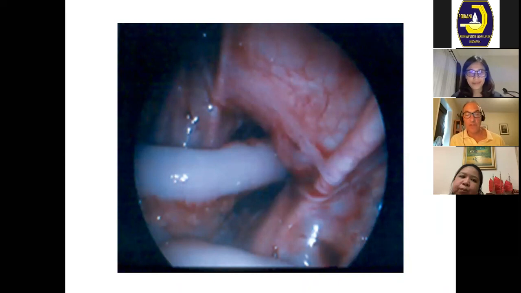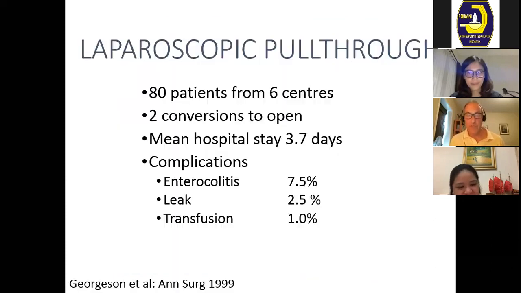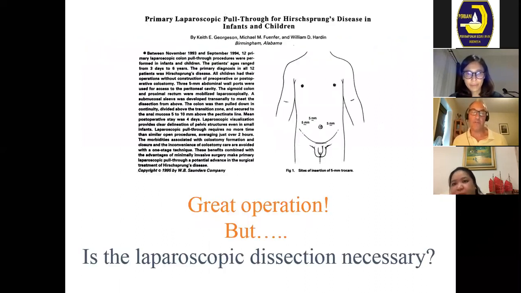He would do a transanal approach at the bottom and a laparoscopic approach from above, and then do his pull-through. He and many of his colleagues published a fairly large series after they had started to do this operation, in 1999. They showed a decrease in the hospital stay compared to the old open approach, with a similar complication rate. So this seemed like an excellent idea. At that time I was fairly early in my career, and I did a number of these laparoscopic pull-throughs and thought it was great, but I started to question whether the laparoscopic dissection from above was actually necessary, or whether we could do the whole operation from below.